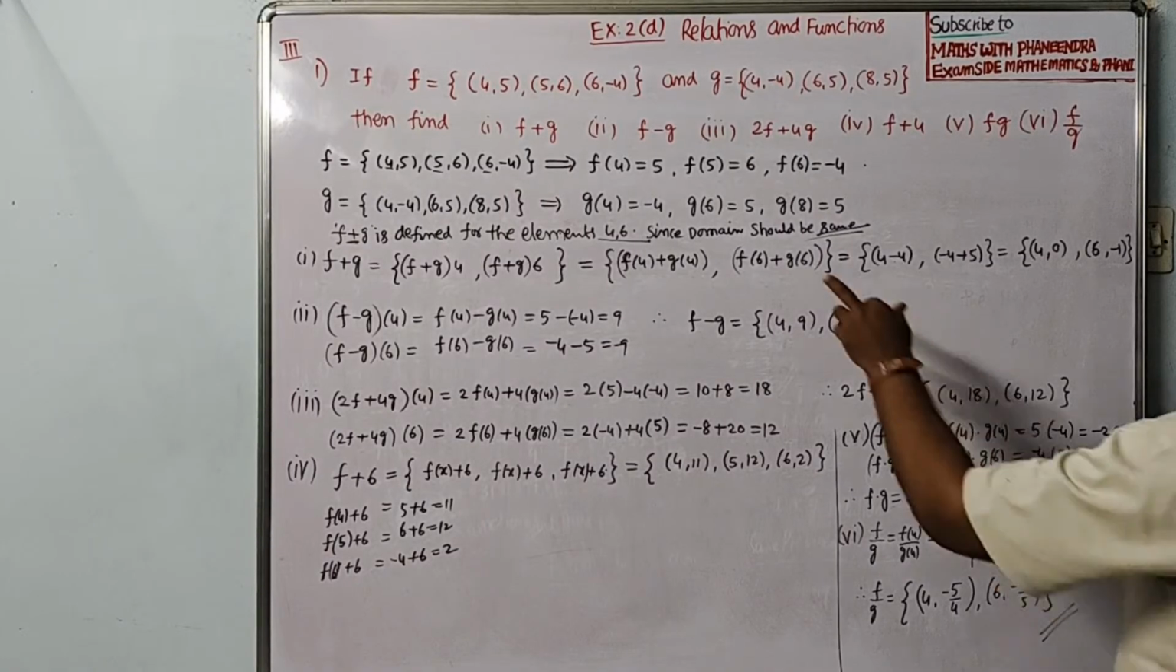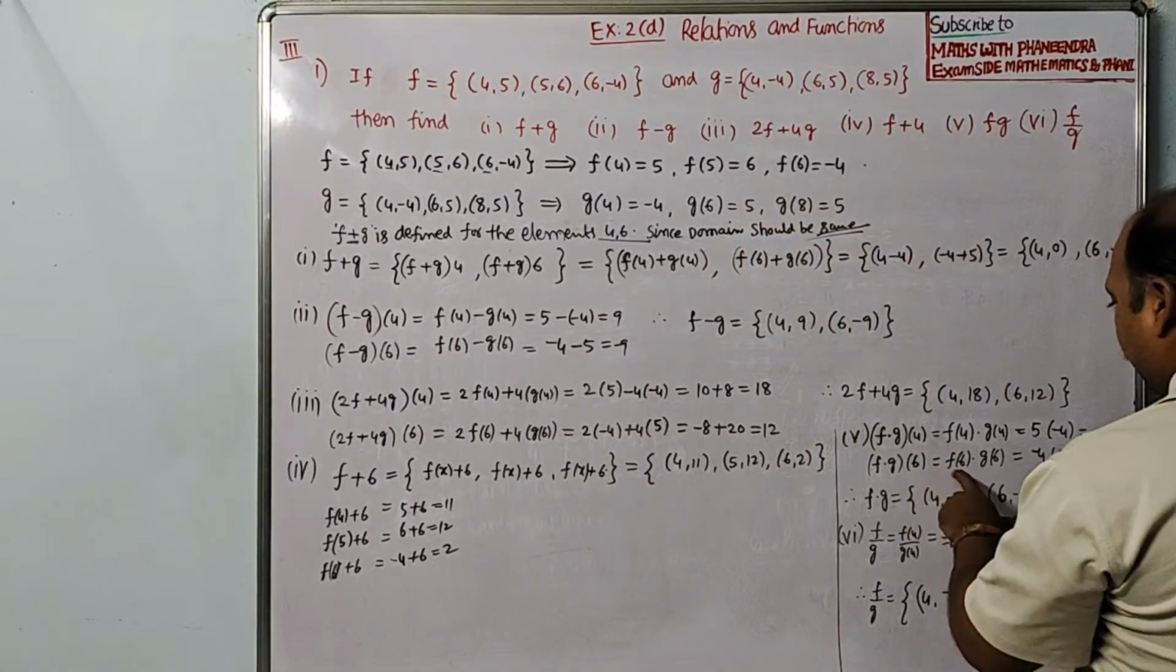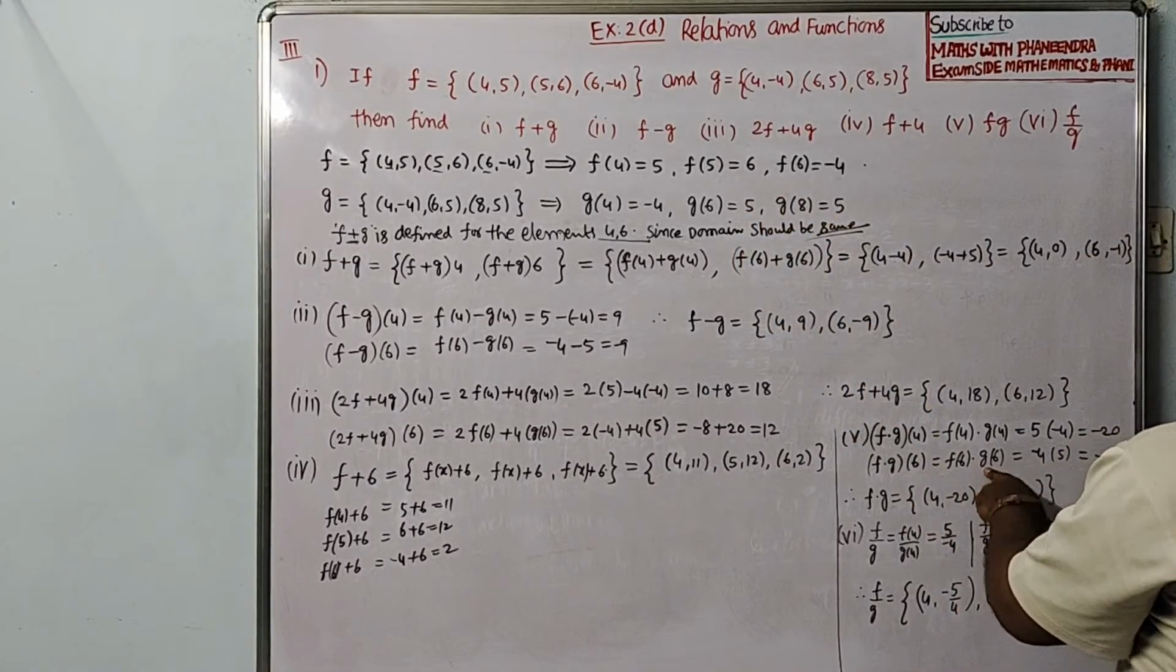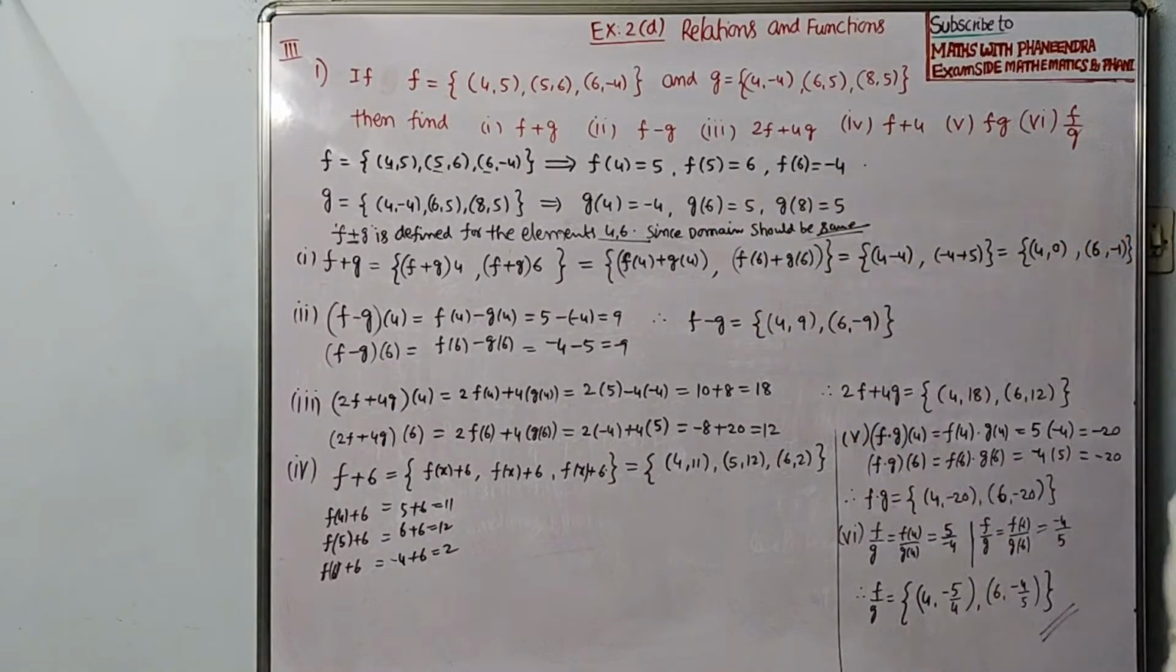Just g of 6, how much? F of 6 is minus 4, g of 6 is plus 5. So in the question, once I will check, is there any changes? That is correct only. Okay, dear students, we'll move to the other question.